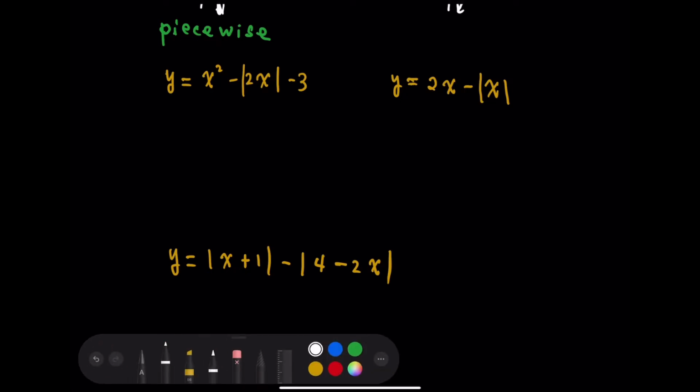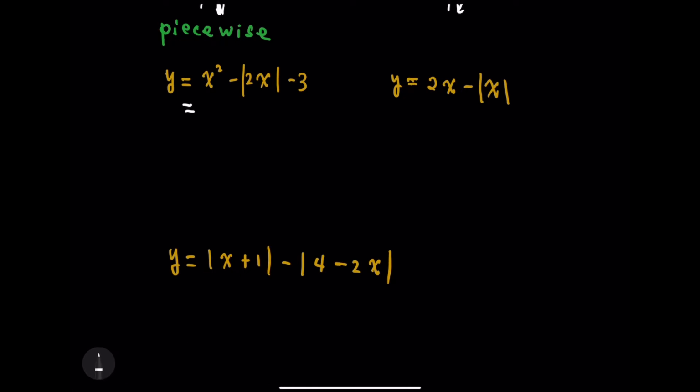Okay, let's have a look at the first question here. Firstly, we're sketching the curve in 2 pieces. The first piece is x squared minus 2x minus 3 with x bigger than or equal to 0. The second one becomes plus 2x, because when x is negative, the absolute value of x is going to be negative x. So these are the 2 pieces. So the sketch will be like this.